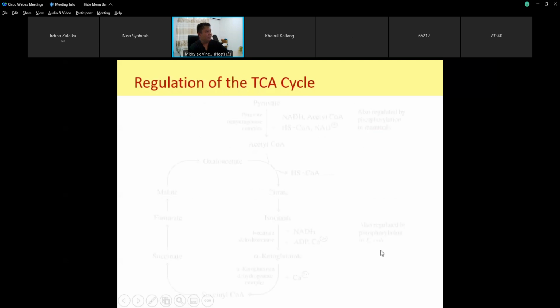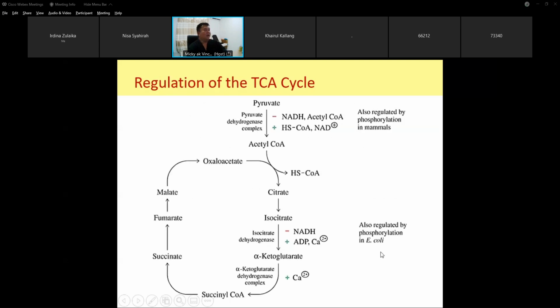Now, in the Krebs cycle, it is also regulated. Maksudnya Krebs cycle, they don't just happen by itself. They can be stopped or they can be pushed to go forward. Maksud boleh di induce, ataupun boleh di inhibited. So this slide just to show you there are some of the things that can inhibit.